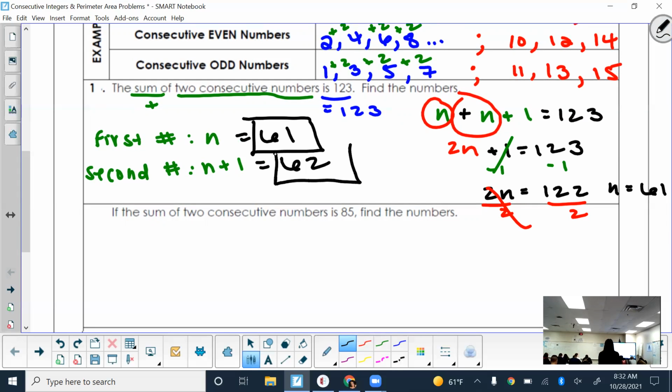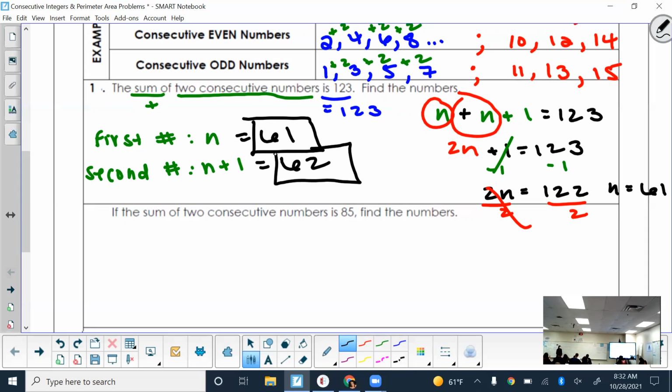And what's a good way to check your answer for these ones? Good. Check that they're consecutive numbers. So yeah, it's one after the other. And then when I add them together, do they give me 123? Yes. So I know I found the right one.